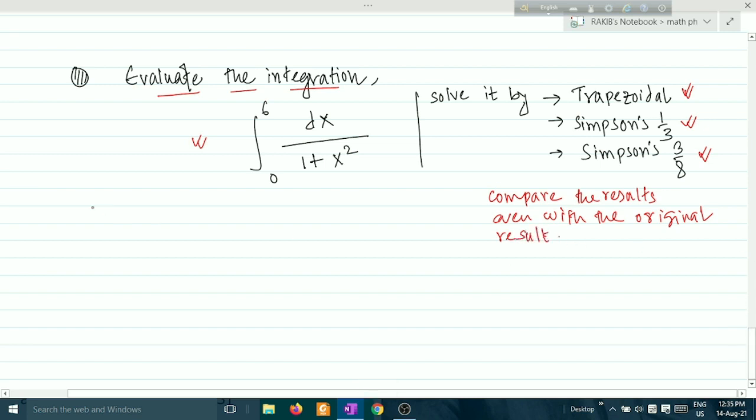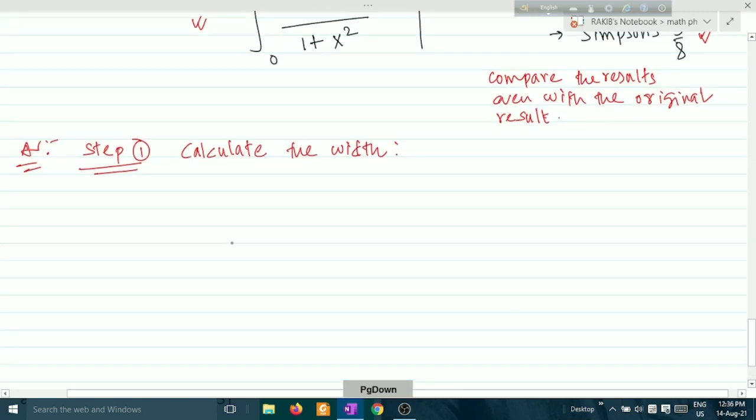So let's take the first step. Step 1 is: calculate the width. How to calculate the width? The width is given by h equals b minus a upon n. Here b is the upper limit, that is 6, and a is the lower limit, that is 0, and I am taking 6 compartments, that is n. This means h will be 1. This is the width.